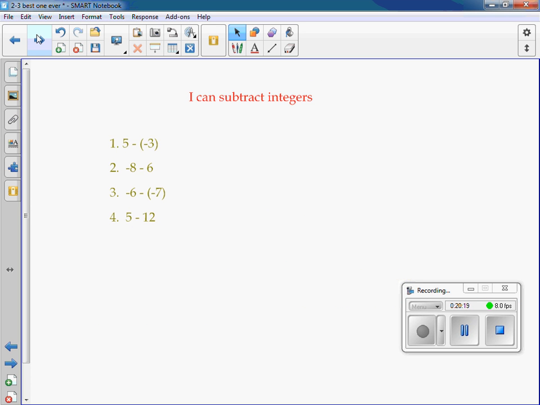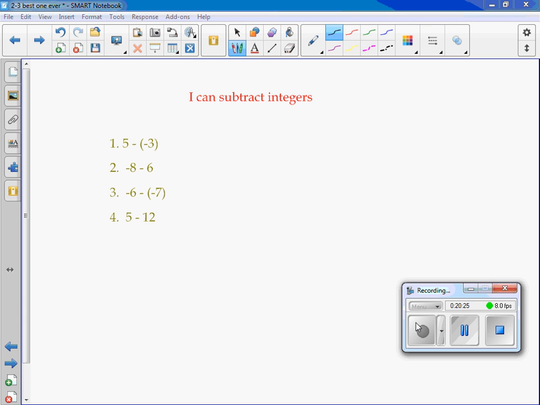Okay. Go ahead. First number has to stay the same. Subtracting a negative is the same thing as? So this is the same thing as 5 plus a positive 3. We should get 8. We okay? And remember, when we subtract negatives, which way do we go? To the right.